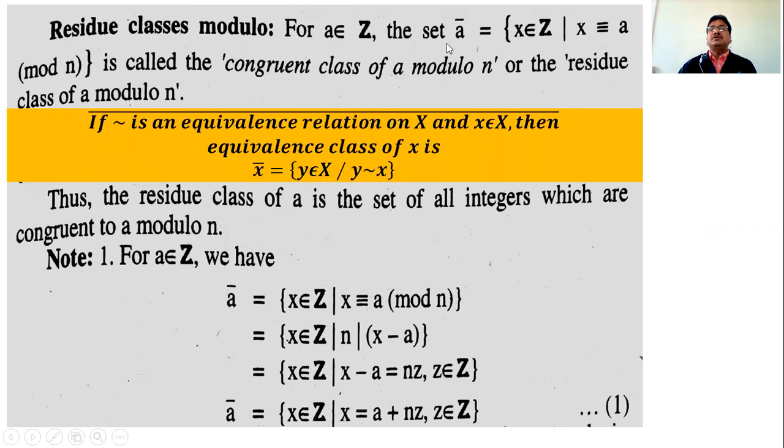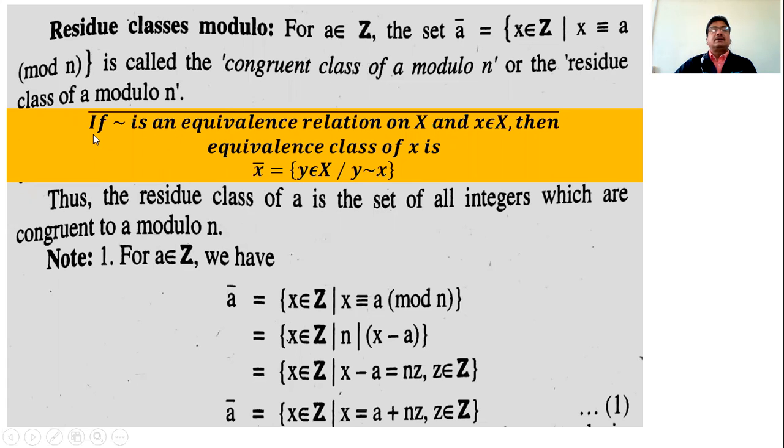So what is the definition of residue class? It is the notation for the residue class or congruence class of the element a, where a is an element of Z. You know that this congruence relation is an equivalence relation on Z, and therefore, under every equivalence relation, we can determine the equivalence classes of every element of that set.